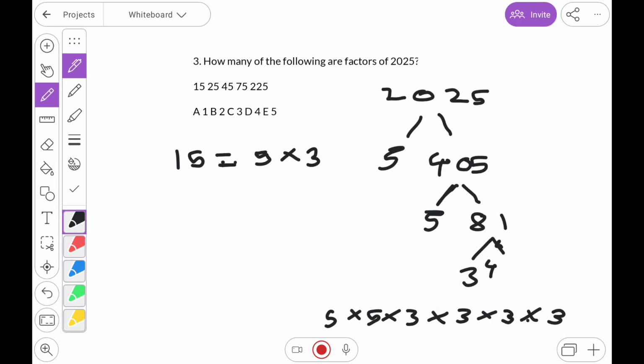Next, we're going to look here, and we're going to cancel anything that has a 5 and 3. 5 and 3. 5 times 3 times 3 times 3 is left. And so 15 multiplied by 5 into 3 to the power of 3 is 2025. So 15 is a factor of 2025. That is what we would like.